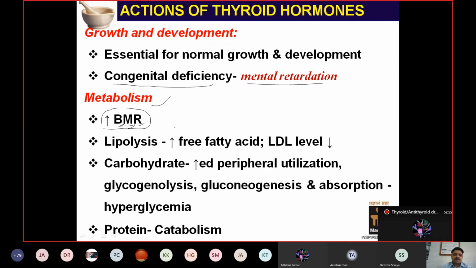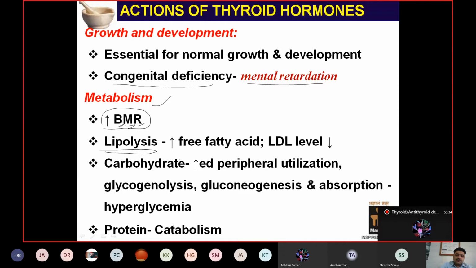The hypothyroidism person feels cold even in good weather. Even in the hot season they will complain of cold, while the opposite happens in hyperthyroidism, where there is a higher metabolic rate and more temperature generation, so they will even sweat in cold weather. Similarly, it causes lipolysis.